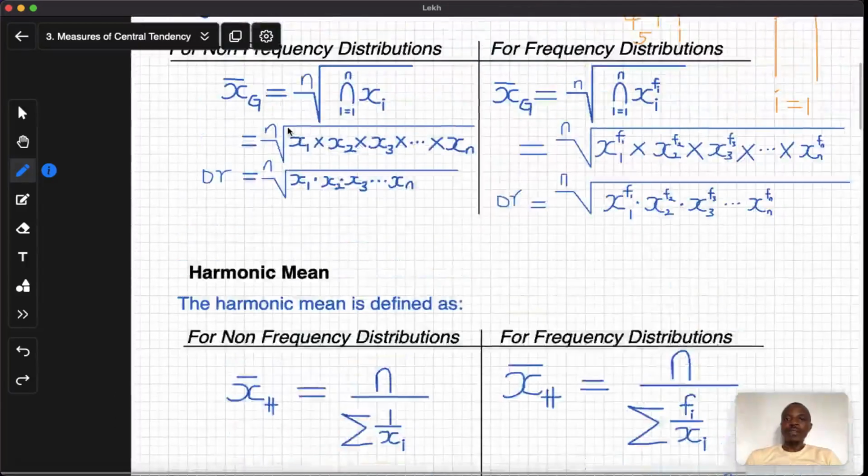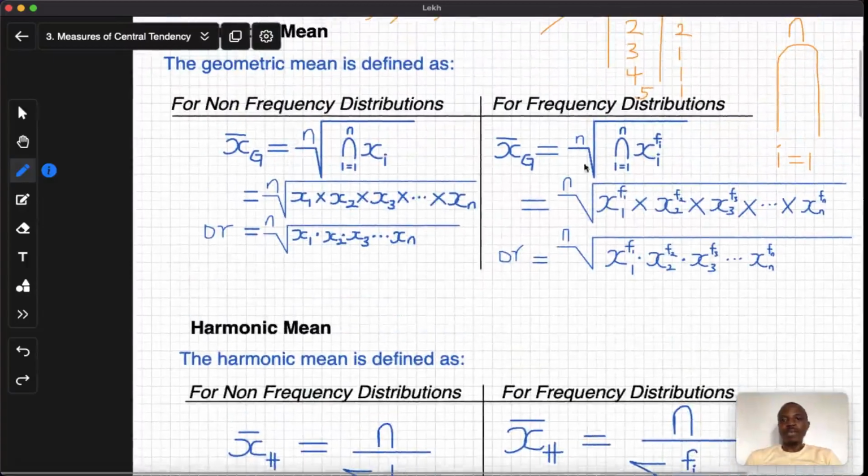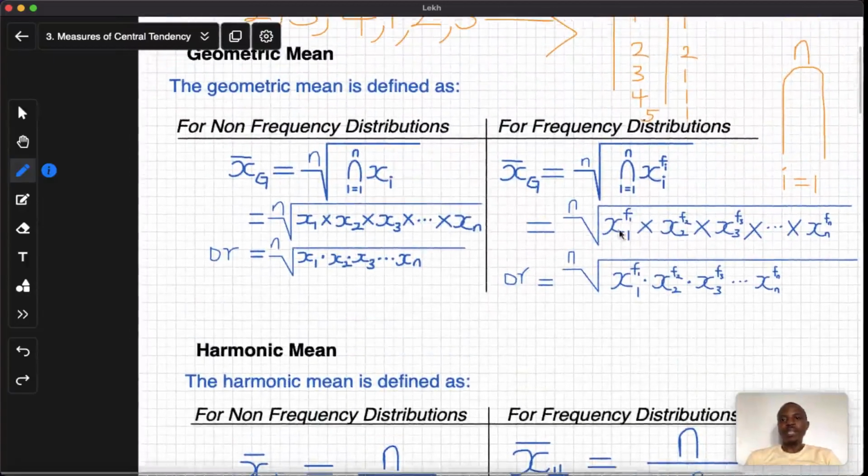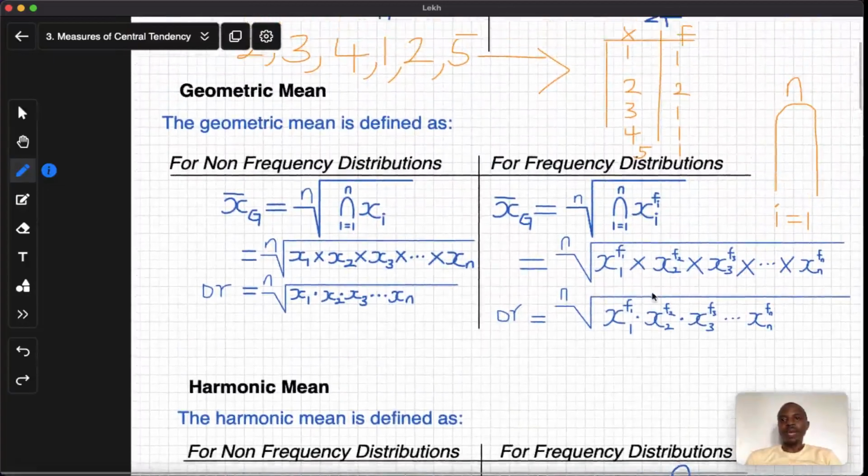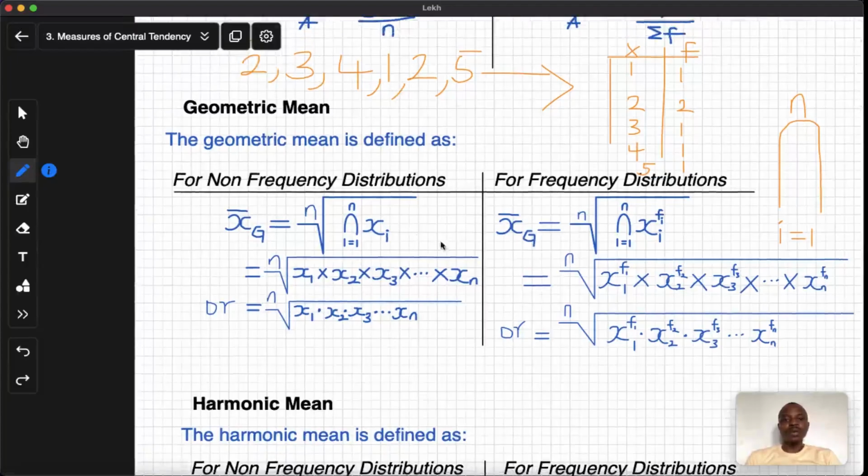for the geometric mean, we are doing a similar thing, but this time around each observation will be raised to the frequency that it has. So x raised to the power of f. But here, we don't have a frequency distribution, so we just multiply each observation with the others that you have. So you just multiply the observations 2 times 3 times 4 times 1 times 2 times 5.